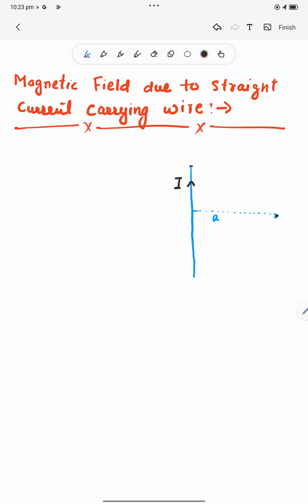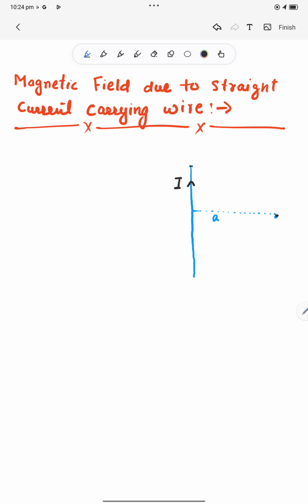We have the formula which we discussed earlier in the last video, that the magnetic field due to a small current carrying element is mu naught by 4 pi I dl sine theta by r square. That was the Biot-Savart law for a small current carrying element. But in this lecture we will learn the magnetic field due to this whole wire at this point.